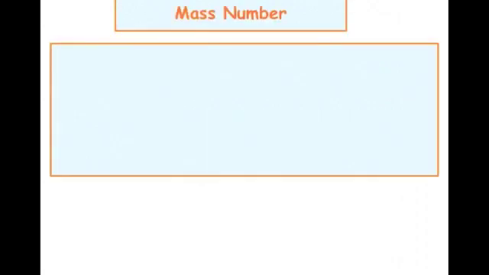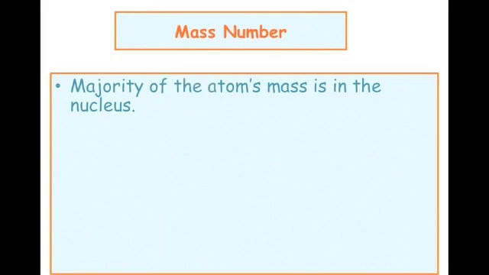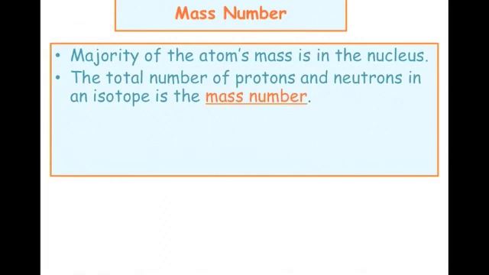So let's take a look at the word mass number. Remember, the majority of the atom's mass is in the nucleus. The total number of protons and neutrons in an isotope is referred to as the isotope's mass number. It is unique for that particular isotope.